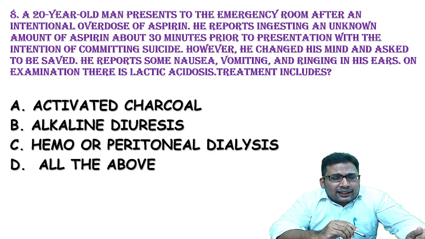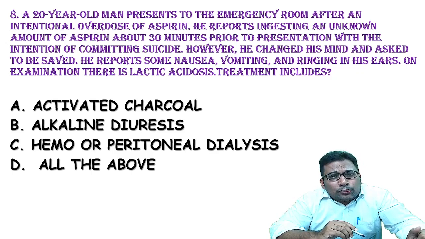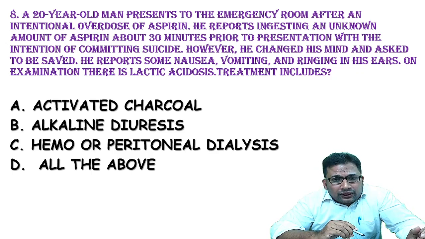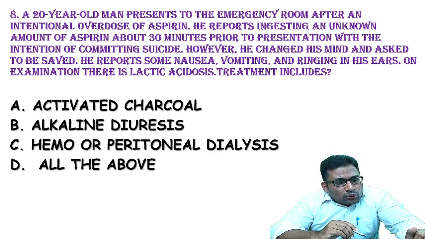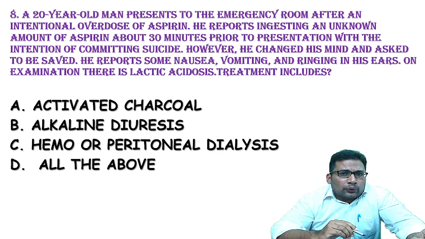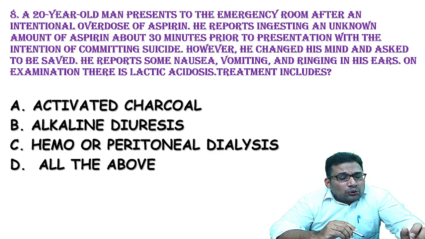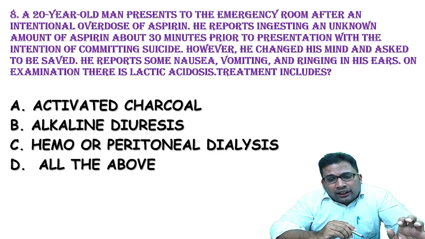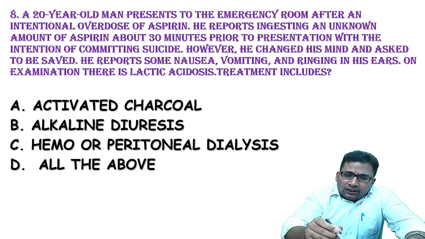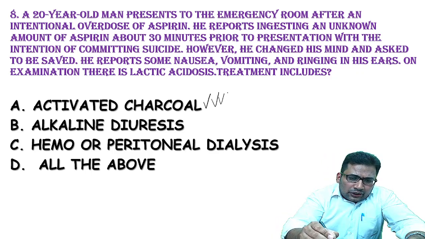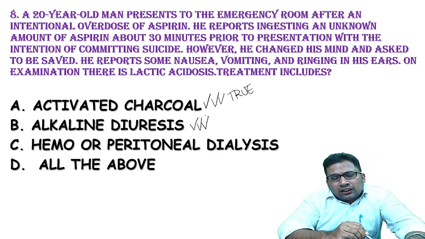So I think in the exam there was a question about aspirin, consumption of more than 100 tablets of aspirin. So here the options are: treatment includes activated charcoal, alkaline diuresis, hemoperfusion and dialysis, all the above. Some students say which of the following is not the treatment. So that is also correct, fine. But remember, in any case of aspirin poison, activated charcoal is given. That is true. Alkaline diuresis is done. That is also true.